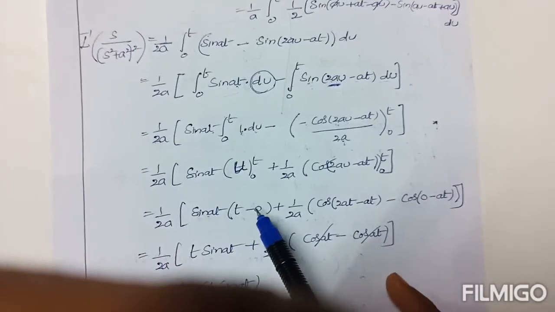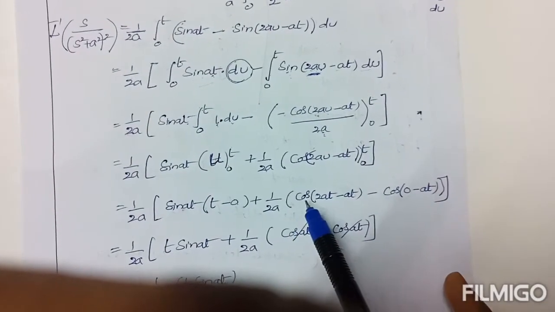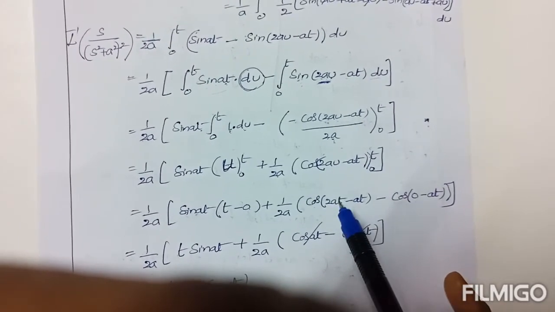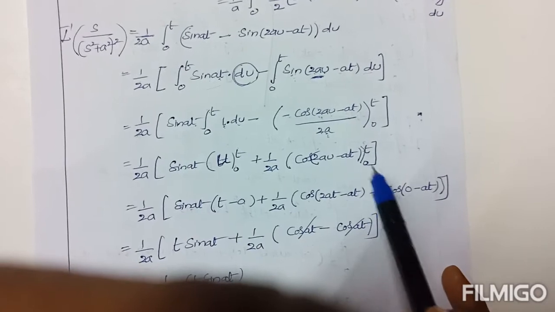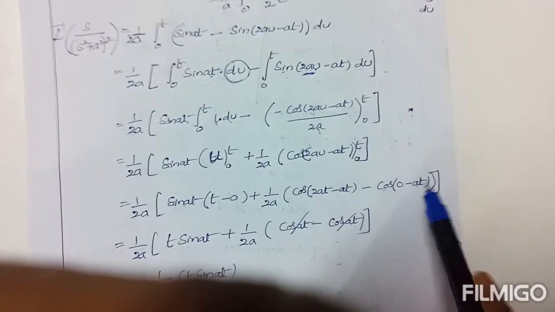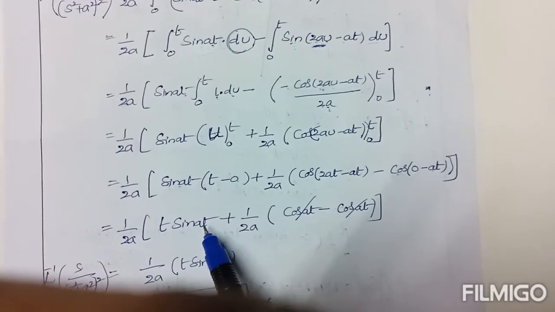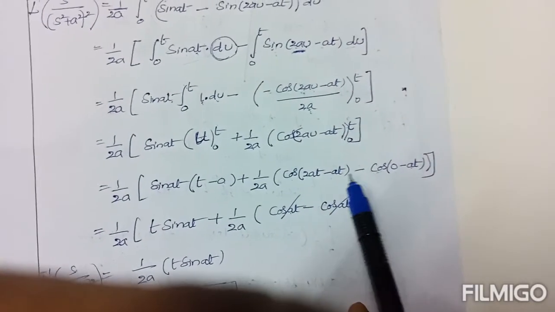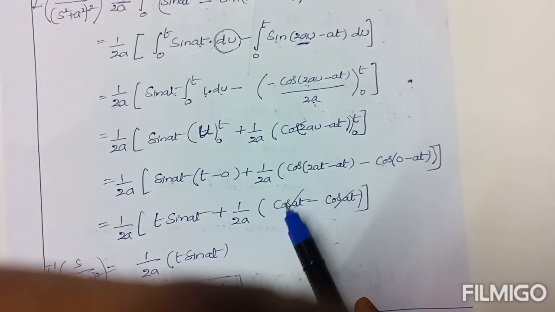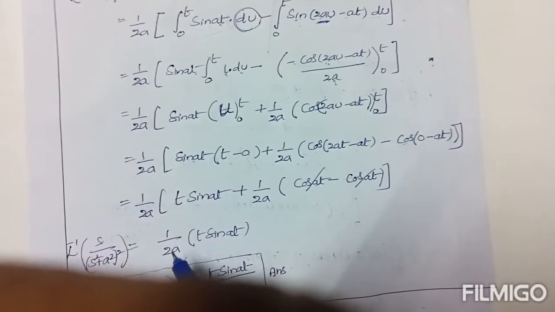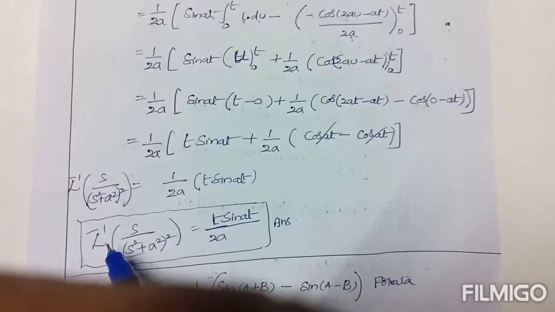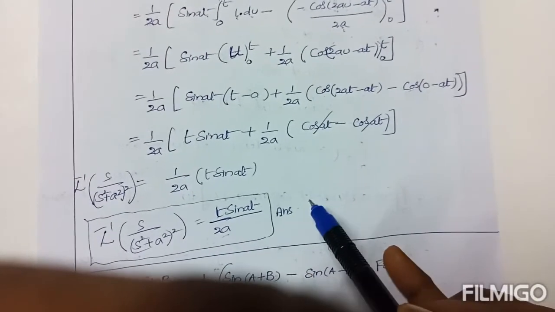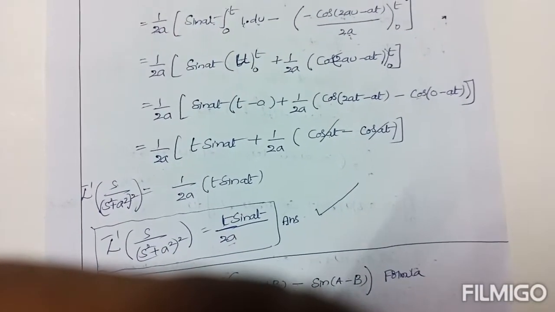Upper limit in place of u, minus lower limit in place of u. 1 by 2a cos of 2at minus at. First, in place of u, t: 2at minus at, minus, in place of u, lower limit is 0. After that, 1 by 2a t sin at plus 1 by 2a cos of 2at minus at, which is at, minus cos at. Both are the same with opposite sign, so they cancel. Now remaining is 1 by 2a t sin at, so that the inverse Laplace transform of s by (s square plus a square) whole square equals t sin at by 2a. This is the result of the inverse Laplace transform of the given function.